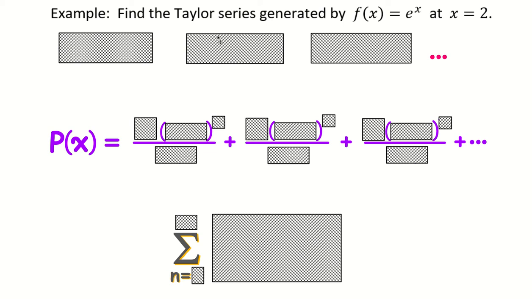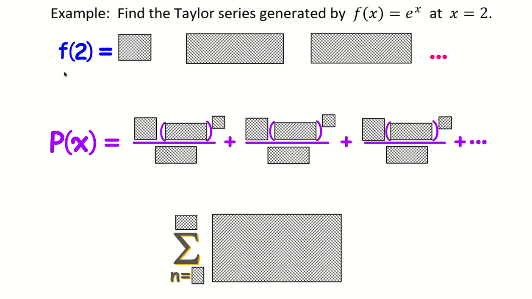But here we go. Find the Taylor series generated by e to the x at x equals 2. So all it really wants is the Taylor series. But in order to get an idea of how we're going to describe all of the terms of the series in shorthand, we're going to generate at least a few terms of a Taylor polynomial so that we can describe the Taylor series.